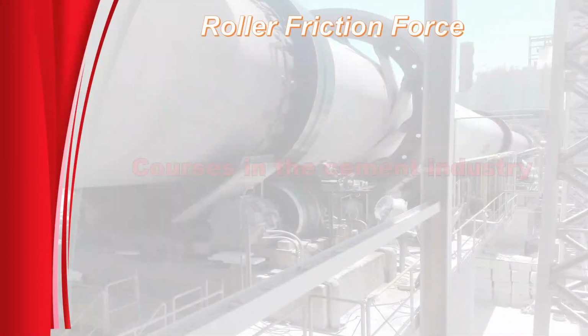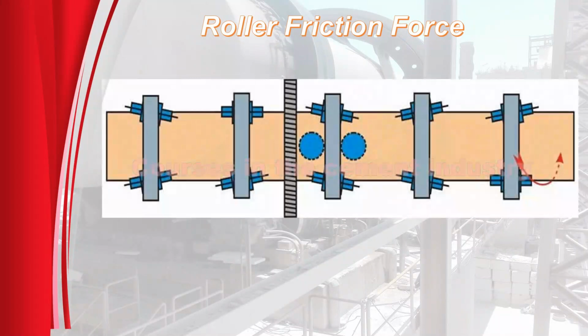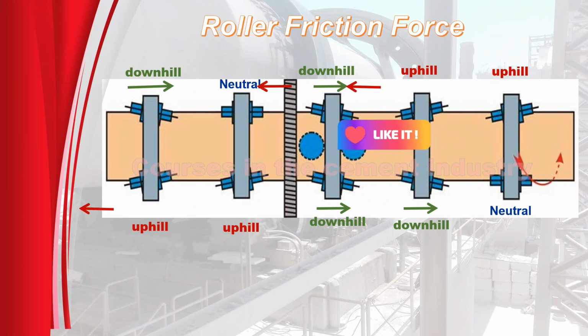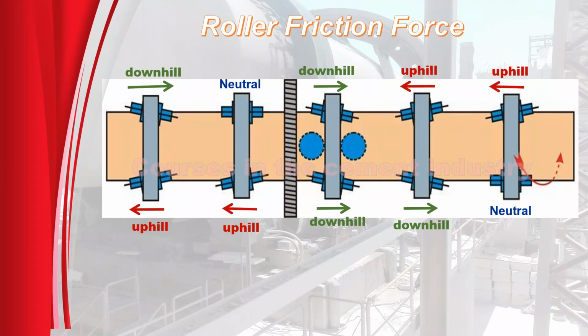Roller friction force. Friction force is shown in this figure. The support roller's direction is adjusted to achieve this result. There are 3 cases. 1. The support rollers, direction neutral. 2. The support rollers, direction downhill. 3. The support rollers, direction uphill. Roller friction force can be summarized as follows.